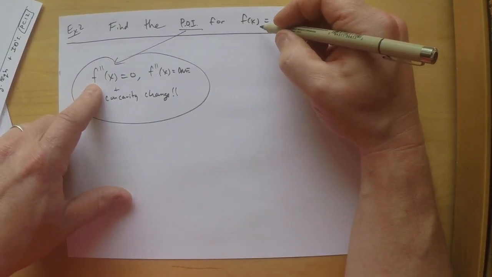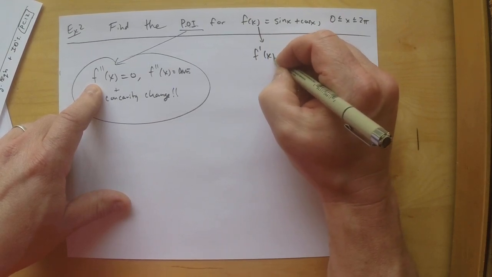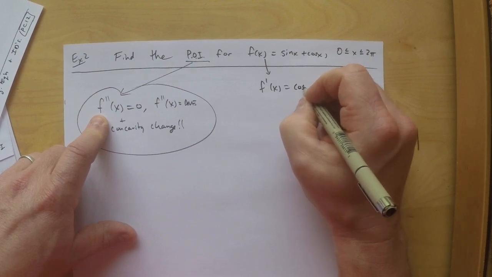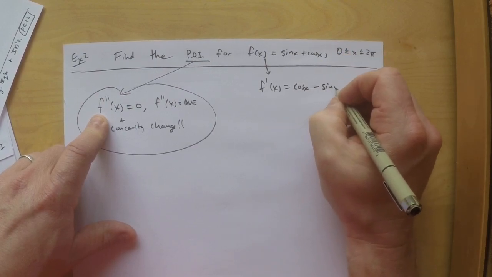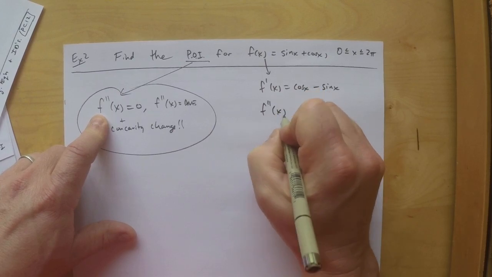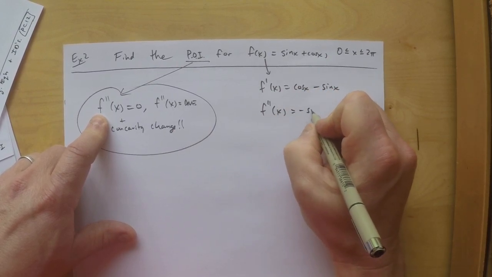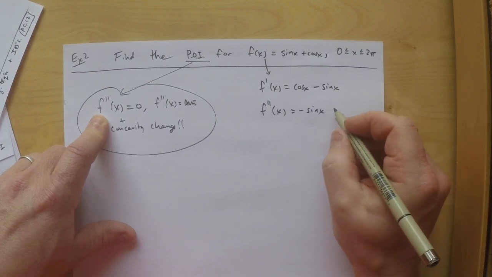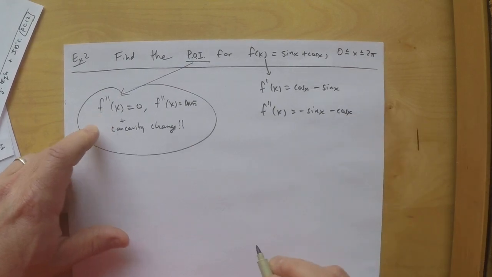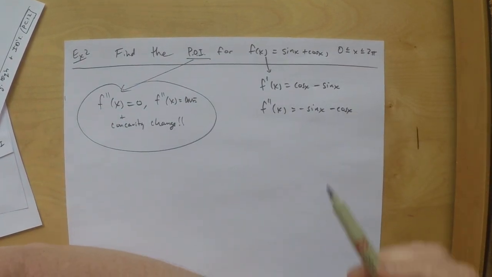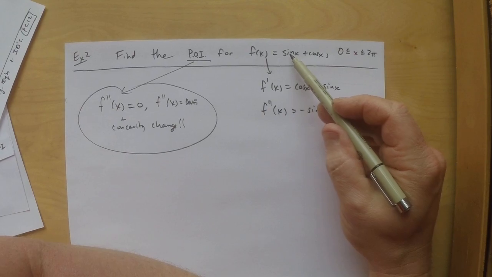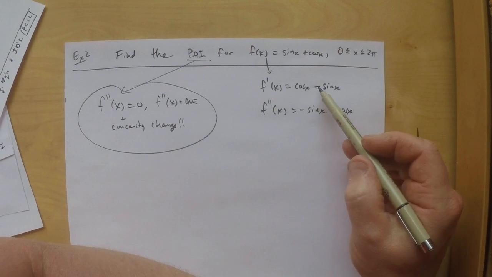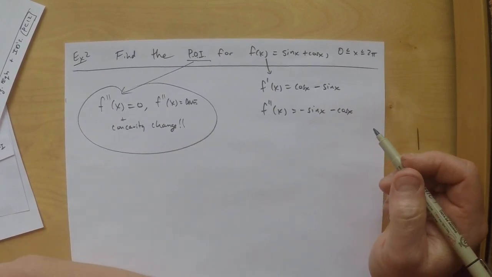I obviously then need to use my derivative skills. The derivative of this, thank goodness, is not too bad. Derivative of sine, cos, derivative of cos, negative sine. Second derivative is the derivative of the first. So derivative of cos, negative sine. Derivative of negative sine would be negative cos. Now just double check we haven't made any mistakes, because I don't want to miss a minus sign. Derivative of sine, positive cos. Derivative of cos, negative sine. Derivative of negative sine is negative cos. Okay, we're good.